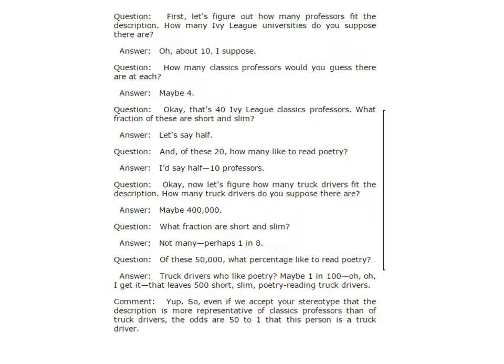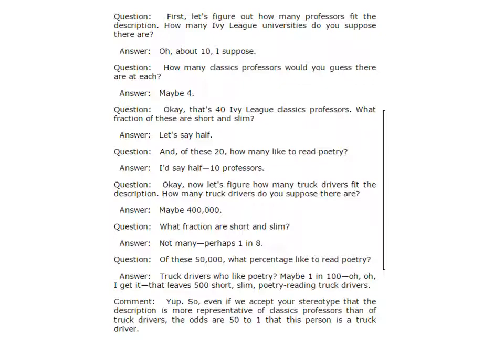How many classic professors would you guess there are at each? Maybe 4 for classic professors. So there are 40 Ivy League classic professors. What fraction of these are short and slim? Let's say half. So maybe there are 20. And how many like to read poetry? I'd say half of that. So we're down to 10 professors now.